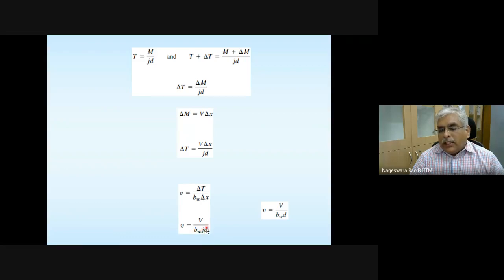Instead of doing all this exercise, what the code is saying is, forget about jd, you take it as d. So this is what is given in your IS code, IS 456. It gives this equation: small v is equal to capital V divided by bd. Instead of bw it's written b, with the understanding that small b, for a flanged section, is equal to the width of the web portion. Any questions? So this is your nominal shear stress.